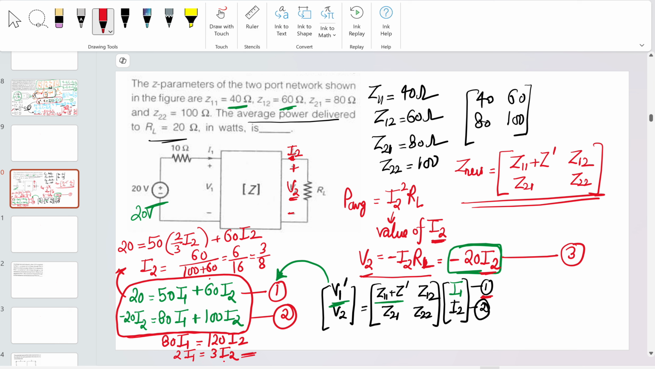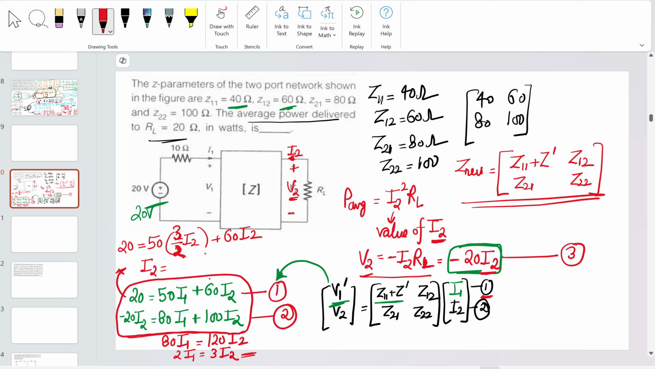2 I1 is equal to 3 times I2. So I1 is equal to 3 by 2 times I2. Sorry, 3 by 2 here. This will be 3 by 2. It will become 20 to 40, so it will become 40 here and 150 here. Okay. So let me erase this, and solve it again. So the I2 will become 50 here.